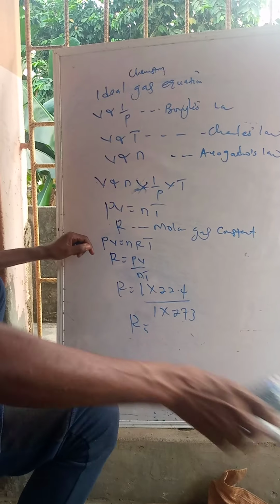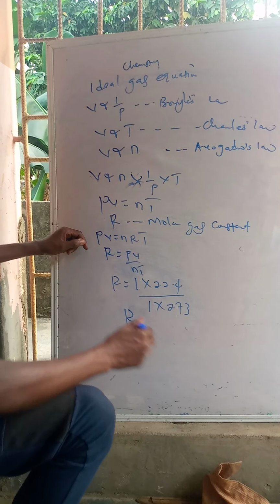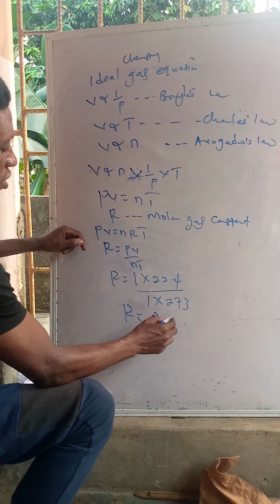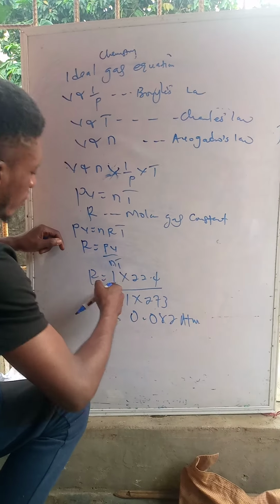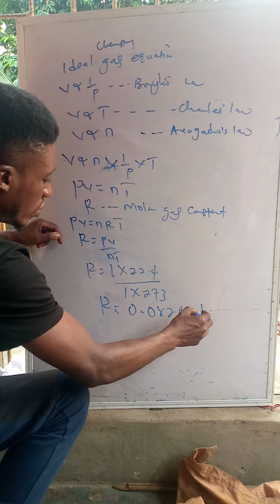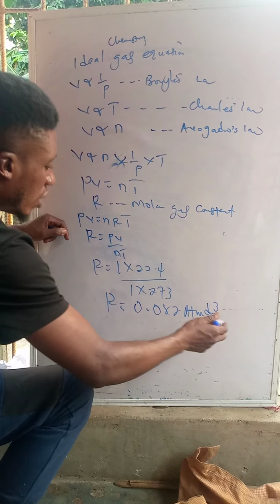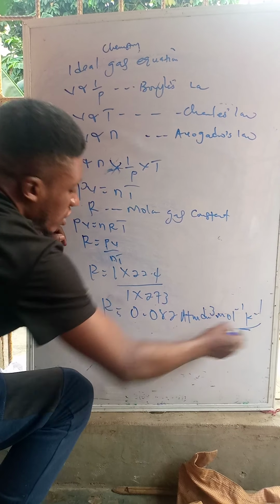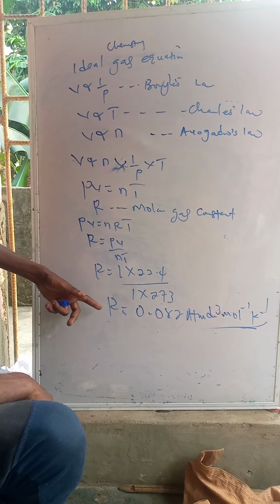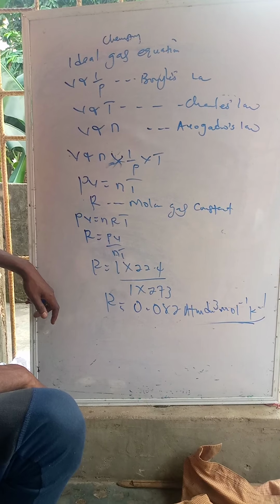It's going to give us 0.082 atmosphere dm3 per mole per Kelvin. That's the unit right there. So this is the value for the molar gas constant.